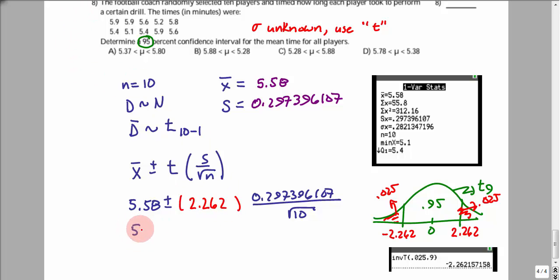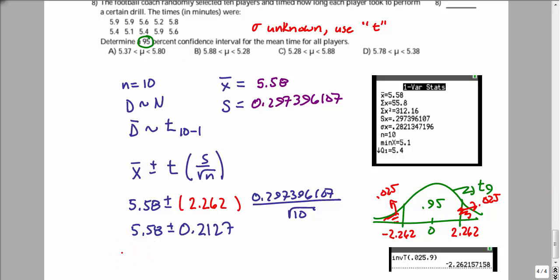So we have 5.58 plus or minus. Okay, so let's go ahead and plug this into your calculators and get our margin of error. That would be 2.262 times 0.297396107 divided by the square root of 10. And so for my margin of error for this confidence level, I get 0.2127.